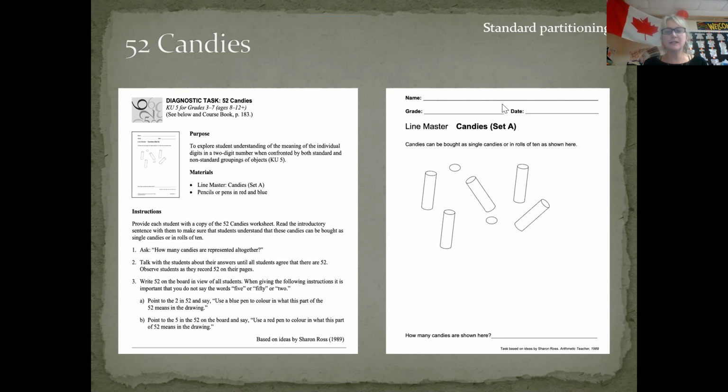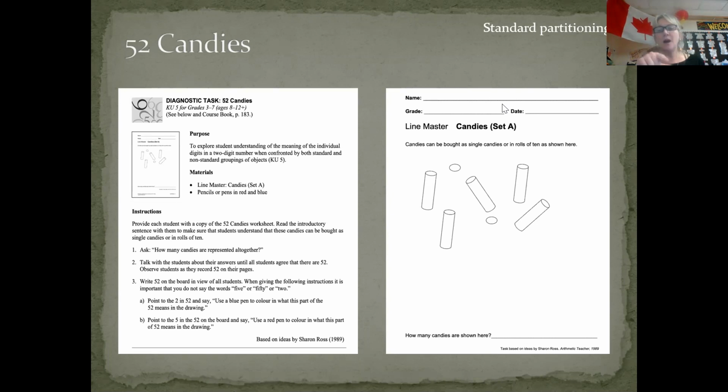Then you just ask them, how many are there? And just like the dinosaur one, that's not the test. They're going to find out that there's 52. We're all going to agree as a class, and we're all going to write 52, and you as a teacher are going to write 52 on the board. Then you ask them to pick up their blue pencil crayon, and you point to the digit 5 without saying it and say, could you please color in this many?